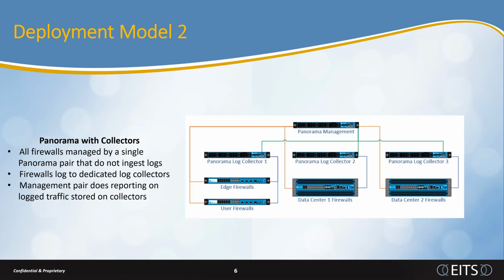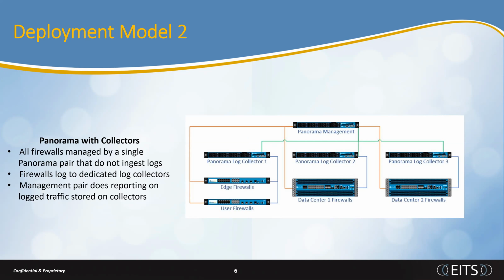The second one that we encounter a lot, now we split purposes out. So we have our Panorama management HA pair, and then we have multiple log collectors that we're splitting out for different purposes. In this situation, let's say we have one that maintains our active data center firewalls, one for our secondary data center firewalls, which might be somewhere across the country, and then a third one that is picking in our edge firewalls and our user firewalls and all of our smaller site firewall type stuff going into it.